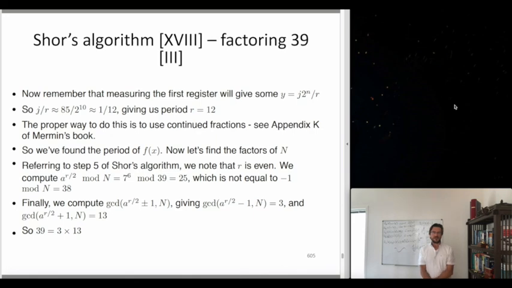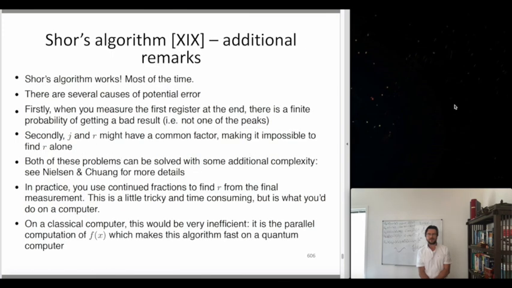And you execute the steps. So here is step 5 of Shor's algorithm. So we notice that r is even, and then you do these computations as specified here, and finally compute the greatest common denominator of a to the power of r half plus 1 and n, and that gives you the result 3. So you have 3 and 13, that's 39. The prime factors. That's it. So now you understood Shor's algorithm.